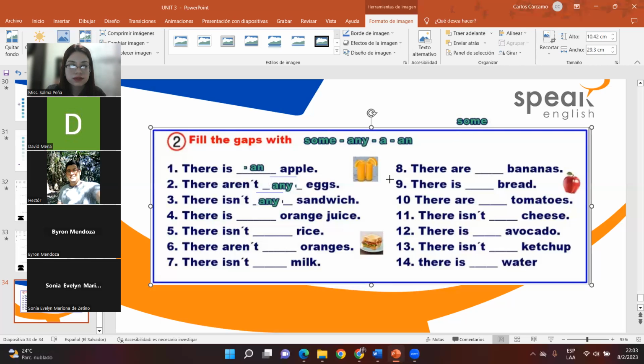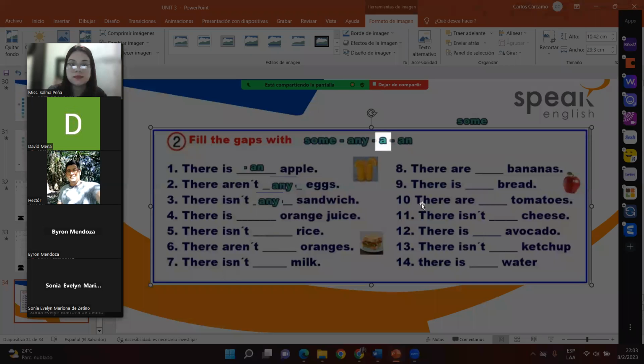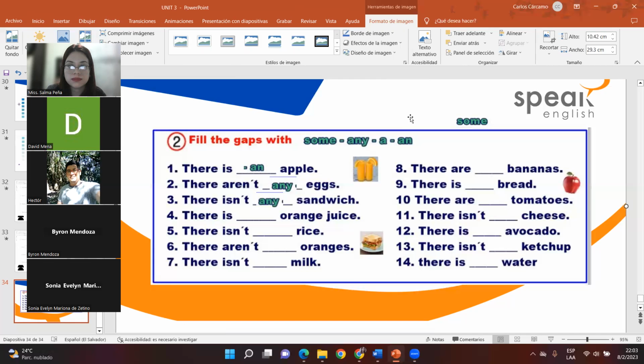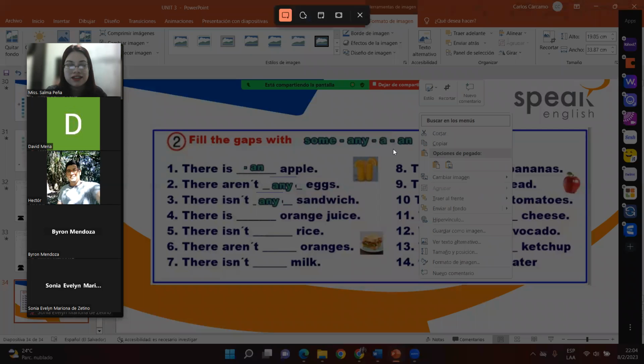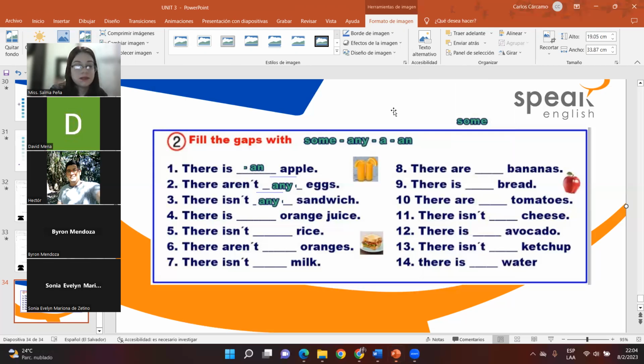Some orange juice. You say some? No, there is an orange juice. There is some. Exactly. There is some orange juice because it's a liquid, so we cannot count it.